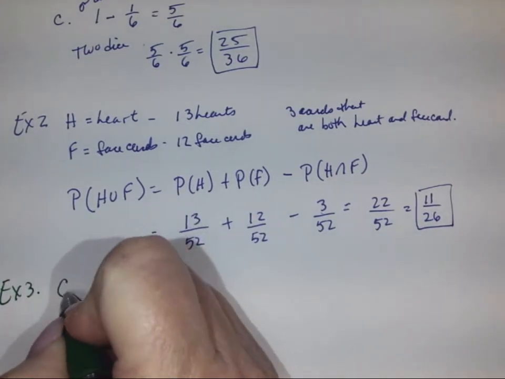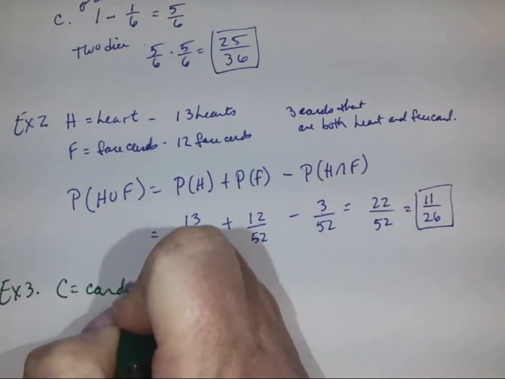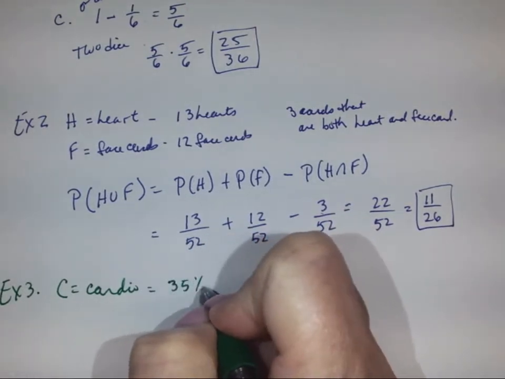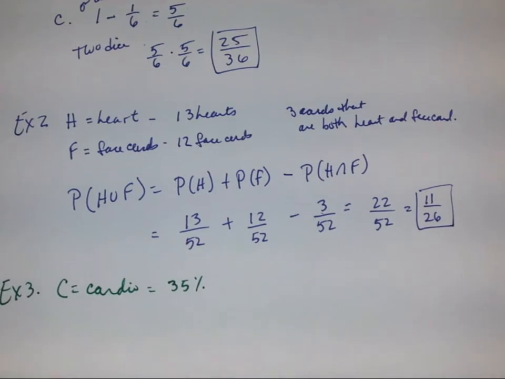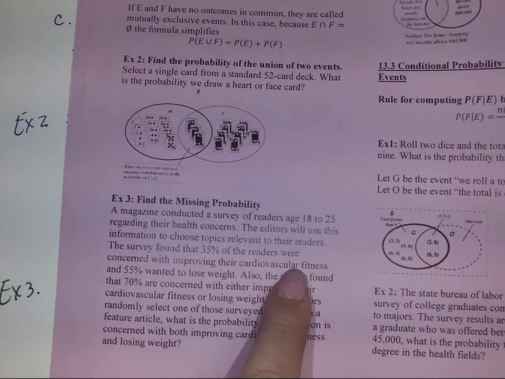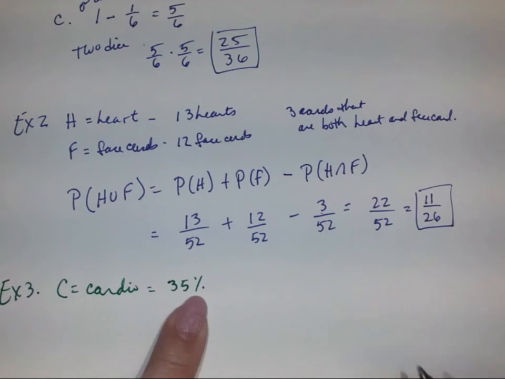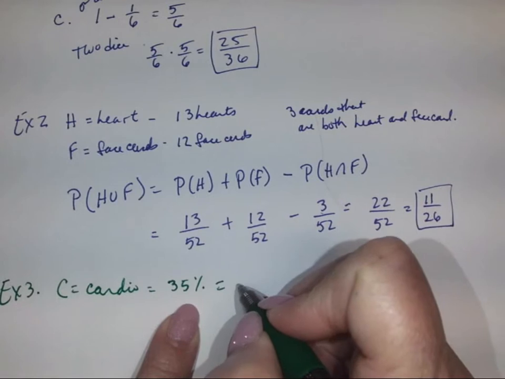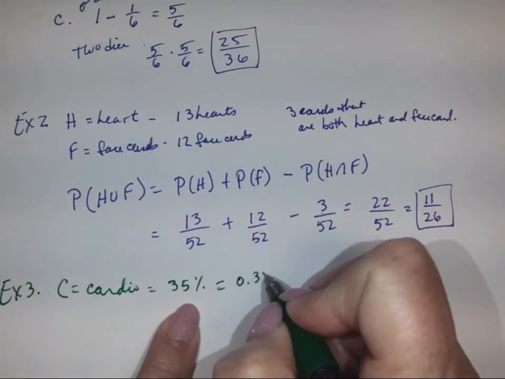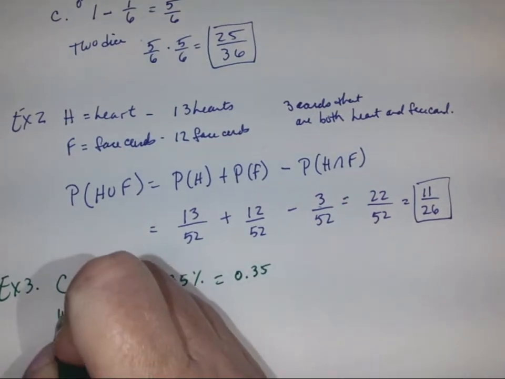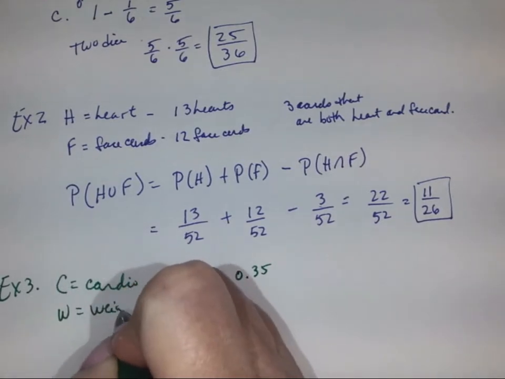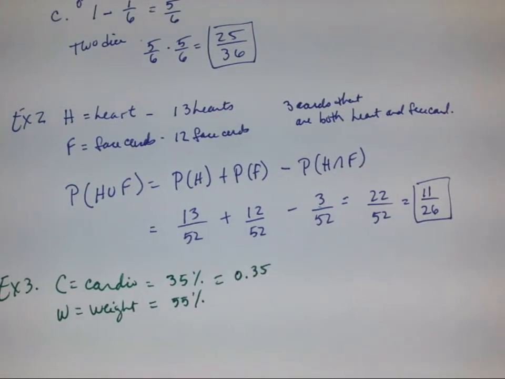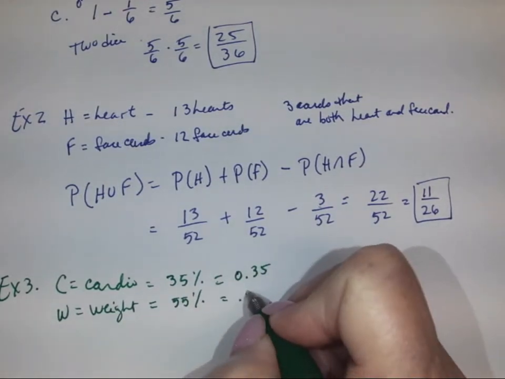So we're going to use C to equal the cardio. And it said in there that 35% of our readers were concerned with improving their cardiovascular fitness. We need to change this from a percent to a number, so we'll change it to a decimal by moving it 2 places to the left and get 0.35. Now for the weight, we'll use the letter W, and we had 55% of the readers were concerned with weight, so that's 0.55.